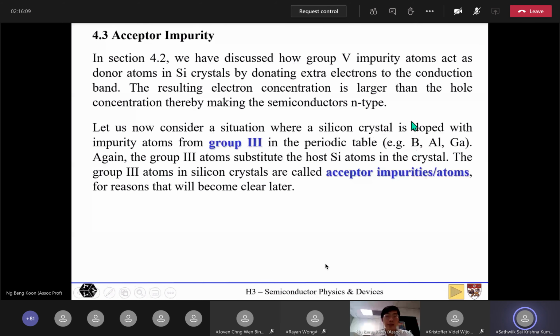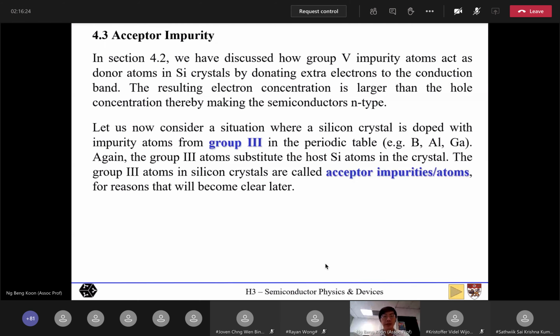Okay, so that's for the donor impurity atoms. The name donor is used because the impurity atoms donate electrons, right? They donate electrons to the conduction band. That's why we call it donor impurity atoms.